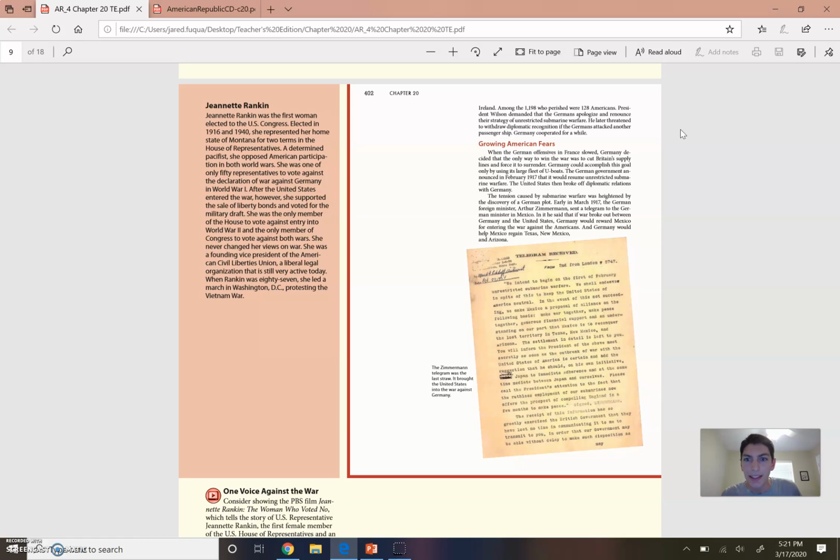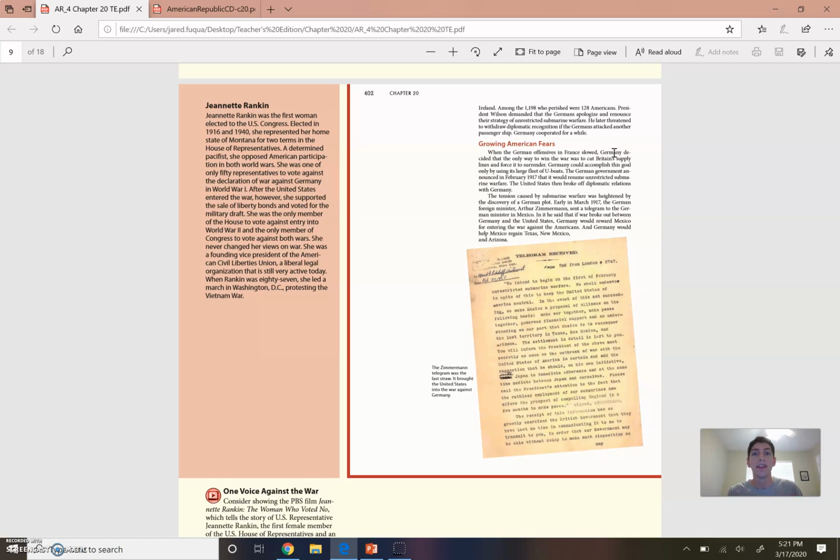Now, it said the tension caused by submarine warfare was heightened by the discovery of a German plot. Early in March 1917, the German foreign minister Arthur Zimmermann sent a telegram to the German minister in Mexico. In it, he said that if war broke out between Germany and the United States, Germany would reward Mexico for entering the war against the Americans, and it would help Mexico regain Texas, New Mexico, and Arizona.